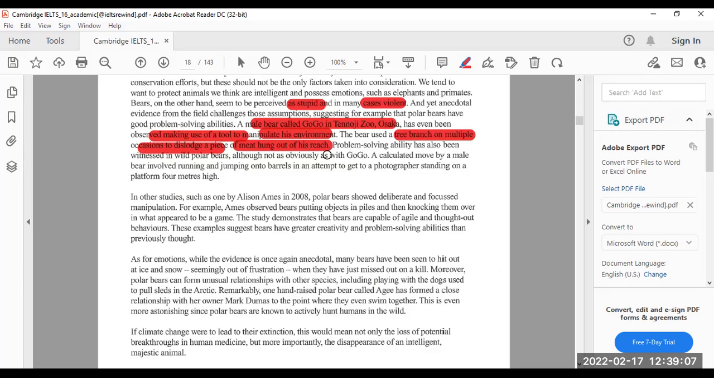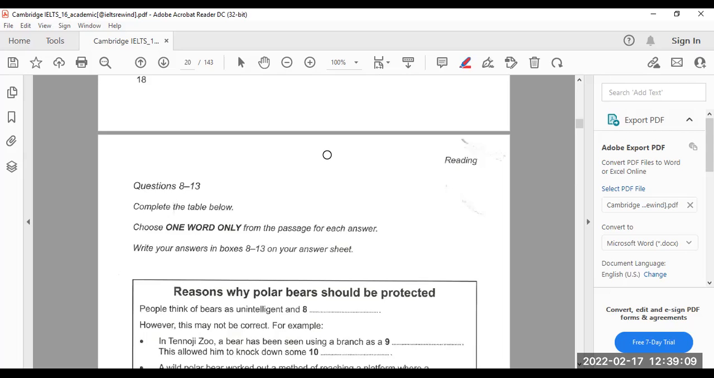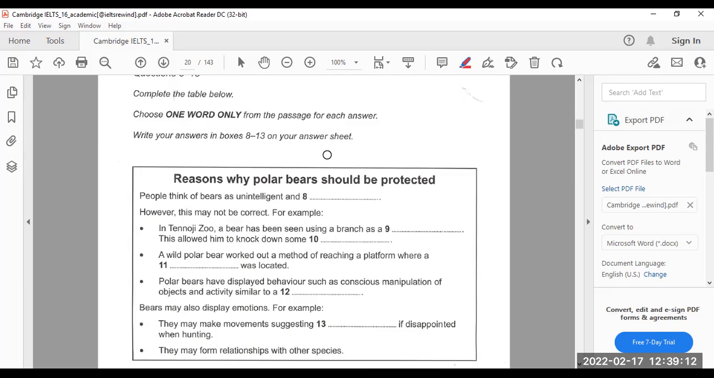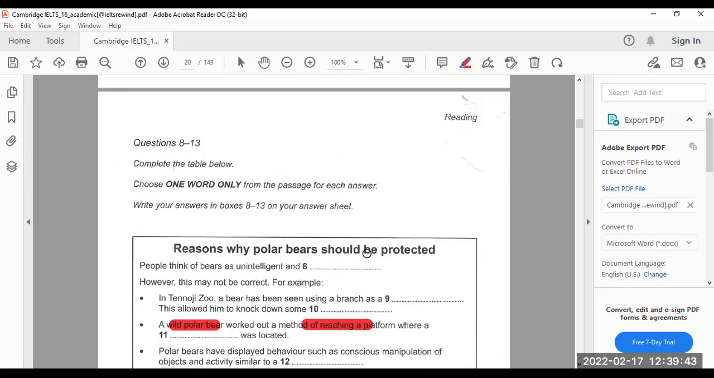So again, I come back to the question. In Tennoji Zoo, a bear has been using a branch as a tool, and this allowed him to knock down some meat. Able to understand? And the next question is: a wild polar bear worked out a method of reaching a platform where a dash was located. So again, here my keyword is wild polar bear, method of reaching a platform.